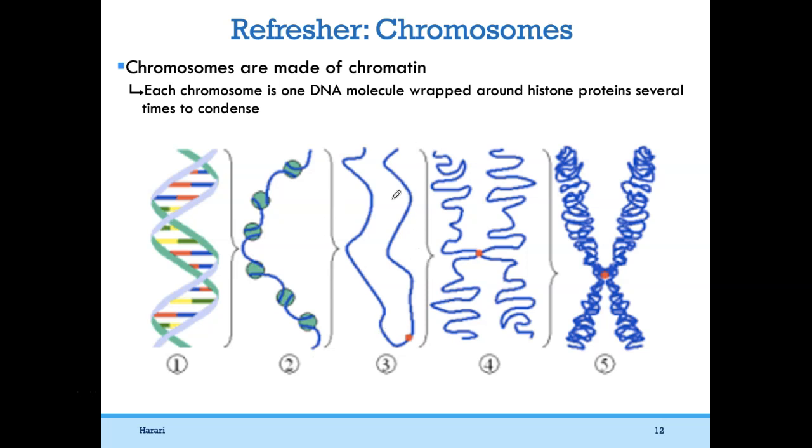This is one chromatid. After replication, it would look like this. And these individual things would be sister chromatids. These would be identical to each other and attached at the centromere.